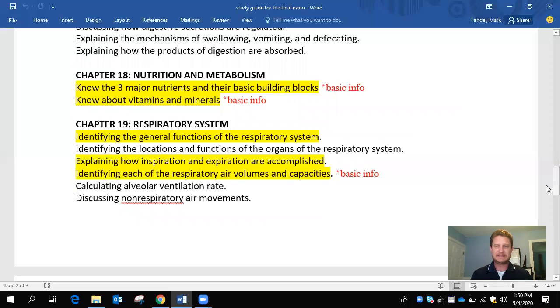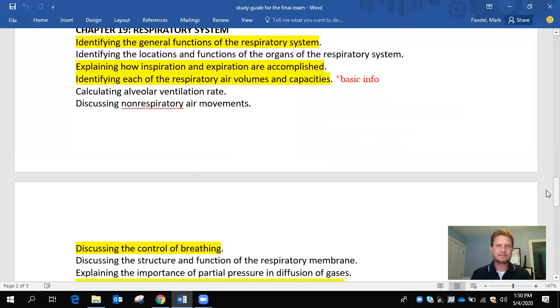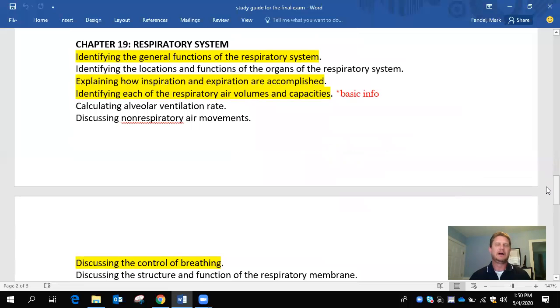The respiratory system. In the respiratory system, you need to know general functions of it, some parts of it. I would know the difference between the upper and lower respiratory system. It doesn't matter about the larynx, if the larynx is in there, don't use that as the key. But the upper respiratory system is anything above the larynx. So if it says pharynx, nasal cavity, whatever, that's upper respiratory. Anything below the larynx is lower respiratory, trachea, bronchial tubes, whatever.